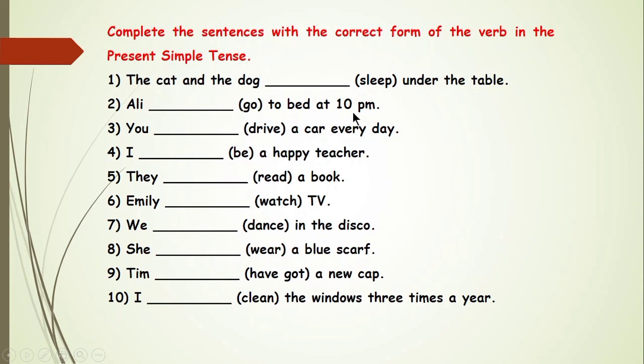Ali goes to bed at 10 p.m. So Ali is singular. That is how we use go and we add s or es. So here we add es. Ali goes to bed at 10 p.m. You drive a car every day. Now you is plural, so we use drive, the same form of the verb here. Fill the rest of the blanks yourselves so that you may practice the tense.